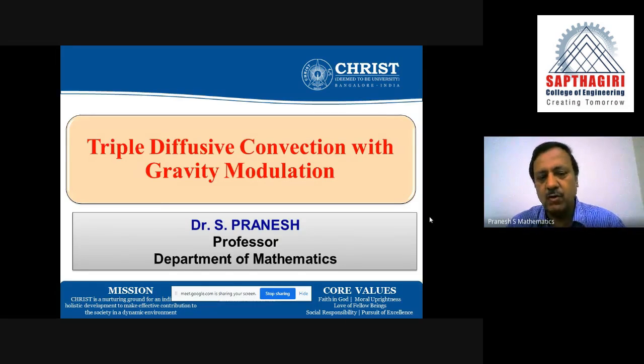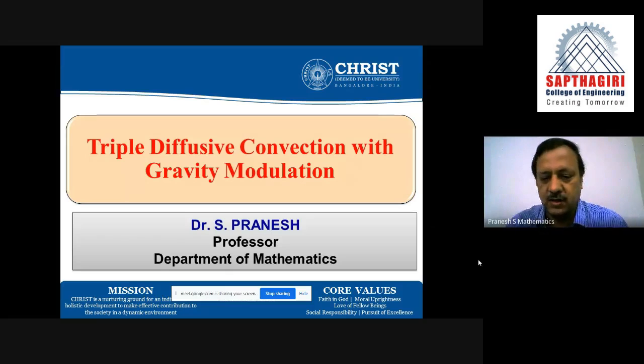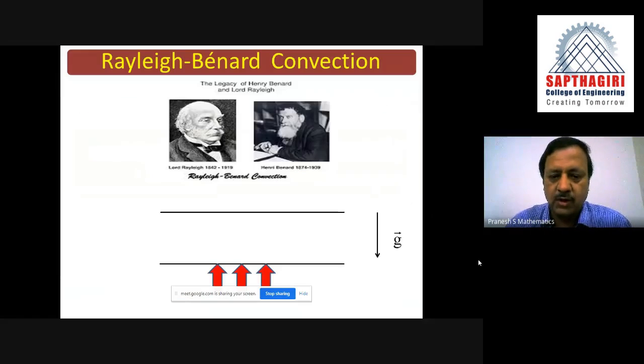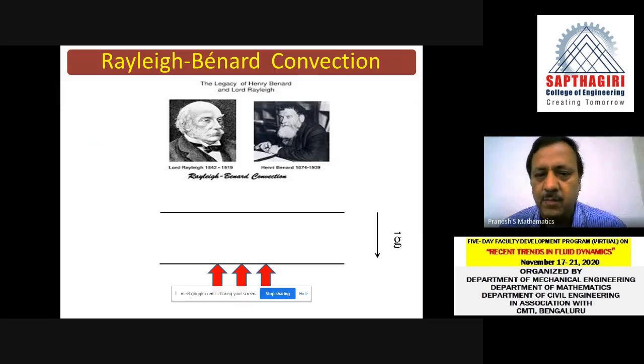So before we go to the triple diffusive convection, we'll see what the important types of single and double convection are. A very important one is the Rayleigh-Bénard convection. It is Bénard who gave the experimental and Rayleigh who gave the theoretical treatment, the Bénard experiment here. So what is this Rayleigh-Bénard convection?